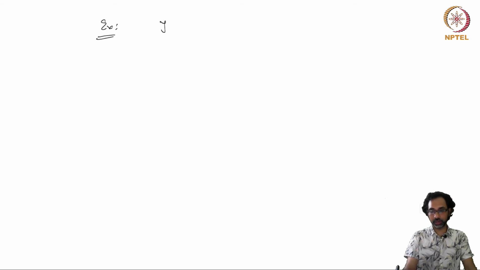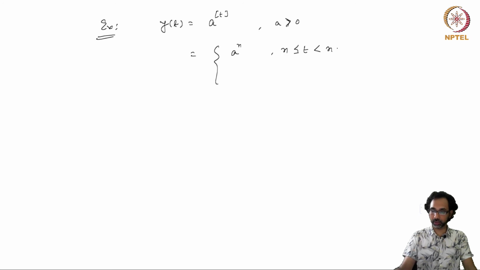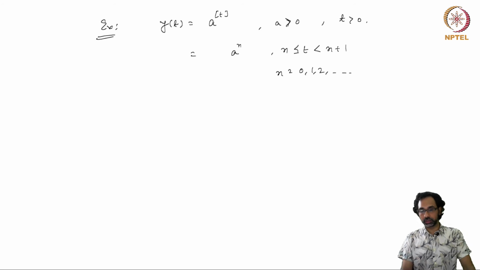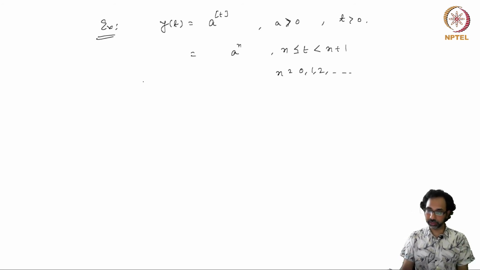So let y(t) be a to the power the greatest integer part of t, the greatest integer function of t, where a is a positive number. So this is given by a to the power n if n is less than or equal to t is less than n plus 1, for n equal to 0, 1, 2 and so on. So I am going to consider it only for t positive. So y(t) can be defined like this.